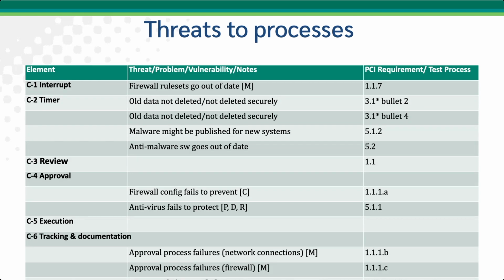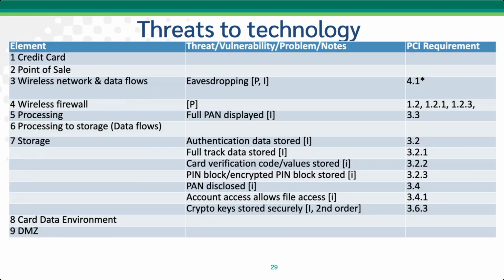I'm not going to walk through this table line by line, but threats to element C1, those interrupts, are that the firewall rule set goes out of date. And so PCI requirement 1.17 applies to that. There's some timers. For example, there's a threat that old data is not deleted or not deleted securely, which is covered by PCI 3.1 bullet 2. And so we can think about these threats to processes. We can think about threats to the technology.